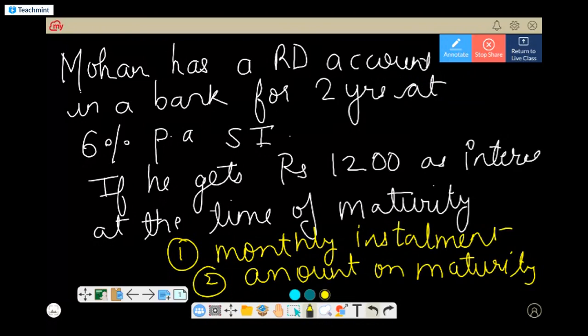Okay. Now, what all information do we have? Let's see that. The time period is 2 years, that means 24 months. That is your first point. The R value, the rate of interest, is 6% per annum. And the interest is already given to us. You don't have to calculate the interest, but you have to find the monthly installment. That means you're supposed to find the P value and the amount on maturity, that is your MV value. These are the two things you need to find out.